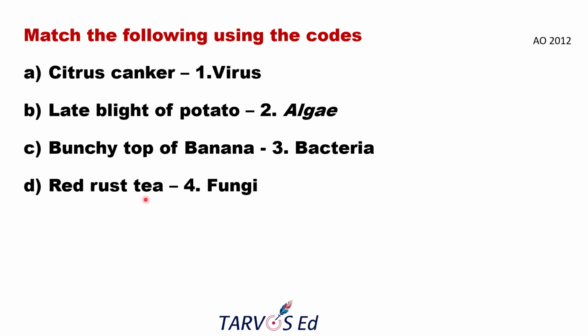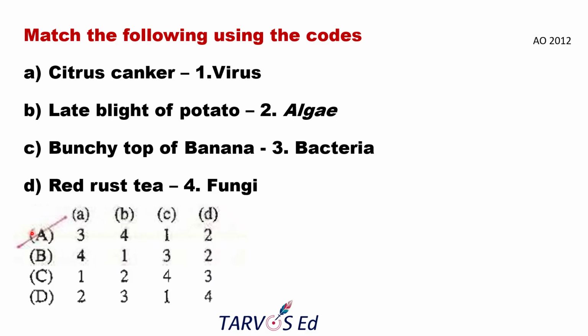So rust is different; red rust is different from general rust. Whenever they ask about red rust, you must choose the option algae only, which is not a fungus. For confusion only, they have given fungi also in the options. Without knowing the difference, you should not choose. Red rust is definitely an algal disease only, not a fungus. So the correct answer will be option A.